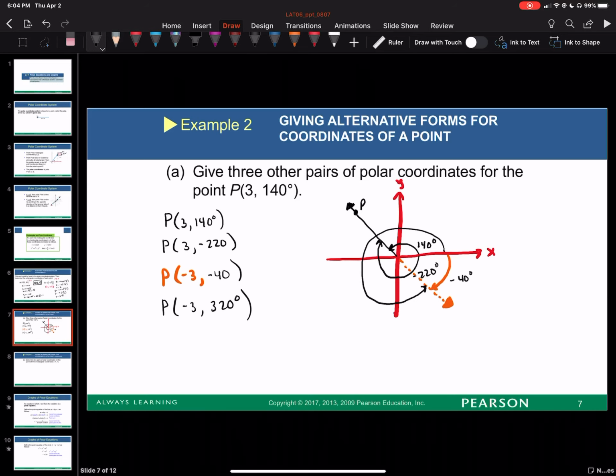So make sure if you have any questions, and these are all your different ones. So it says it gives 3 others. You know, there's plenty more if you're going around and around, but it just wanted 3 more than what we already had. So it gave you the first point and wanted you to go around and find the other ones.